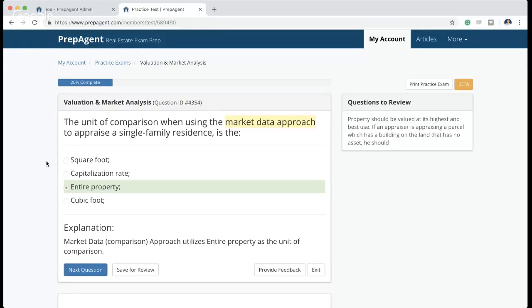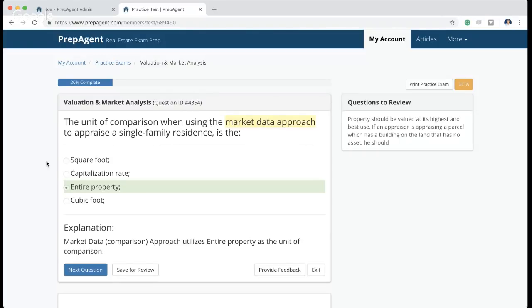What is the capitalization income approach? Okay, it turns income into value.